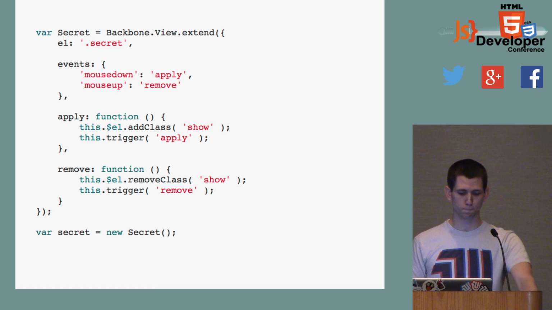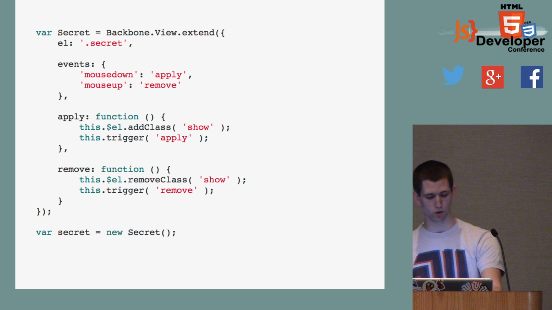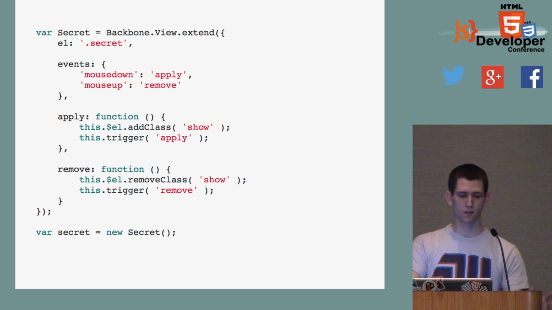And then same thing with the remove class, right? So we have this nice event mapping. We have these methods that trigger events. And then here's where it gets instantiated. We just call it with new. So this is nice, right?